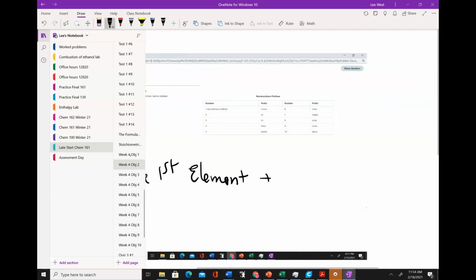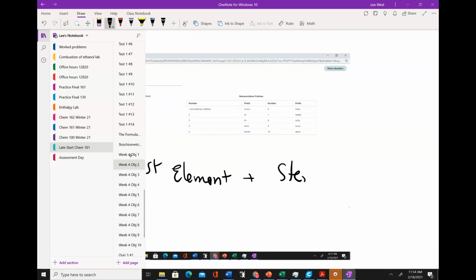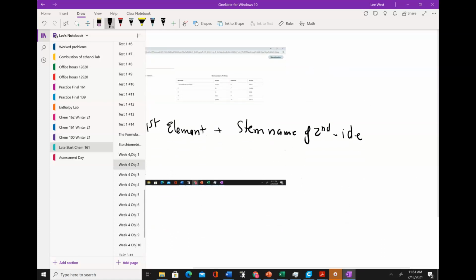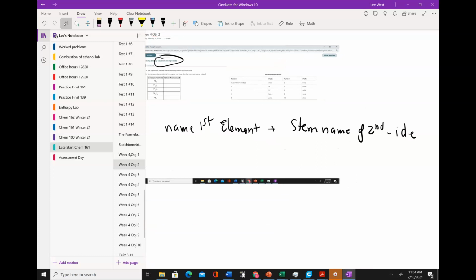Plus, for the second element, you give the stem name and then you follow it up with the letters IDE. And then once you've got that bit done, you're going to add a prefix to indicate the number of each type of atom. So I want a table of prefixes, or I want to have committed the prefixes to memory. Now there's a little bit of a rule about the prefixes. The first rule is if there is one of the first atom, it doesn't need a mono.